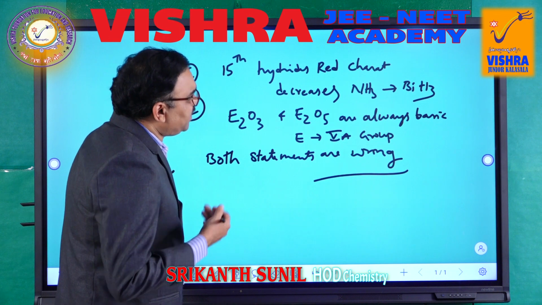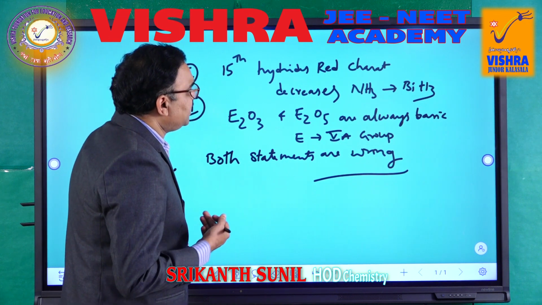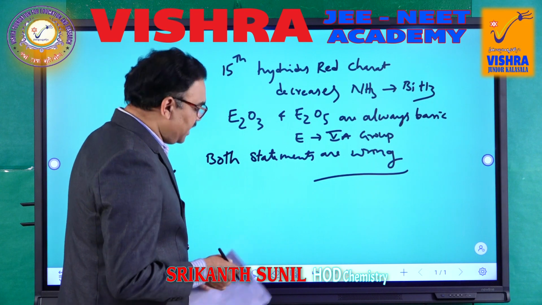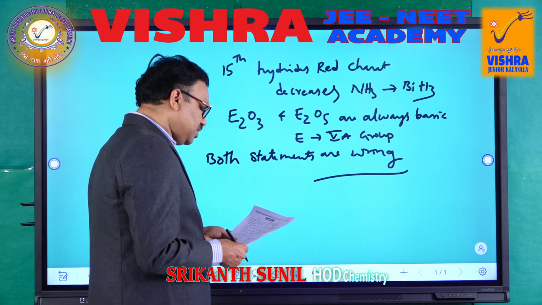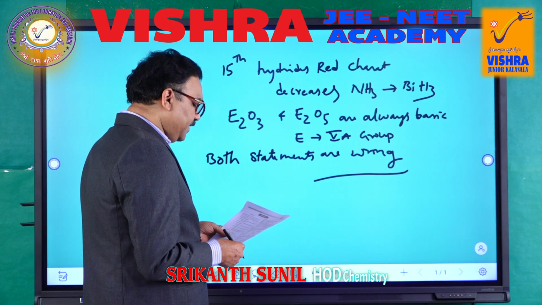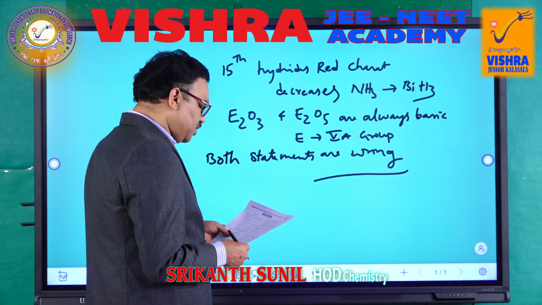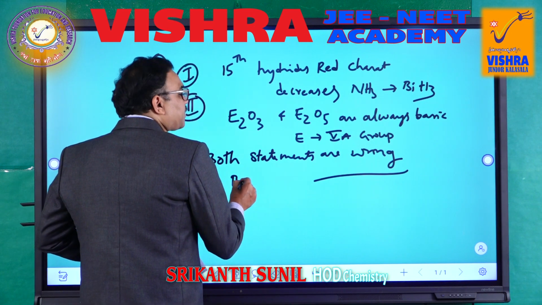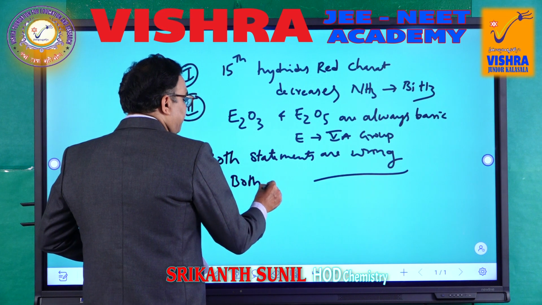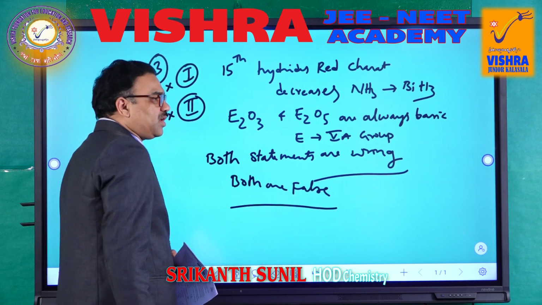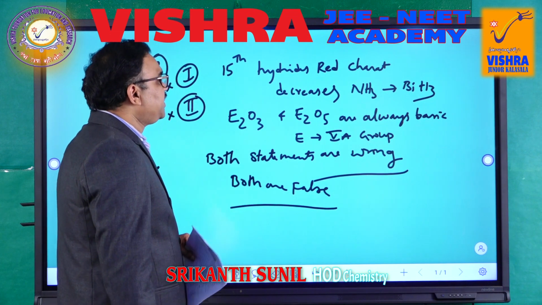And the hydrides' reducing character decreases from NH3 to BiH3. That is also not correct; the reducing character actually increases. So this is also not correct. So both statement 1 and statement 2 are false. Simple statements based on the 5th A group elements.